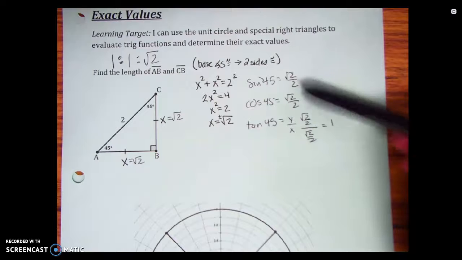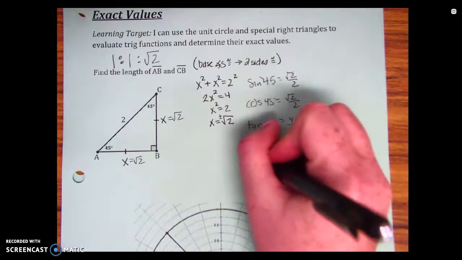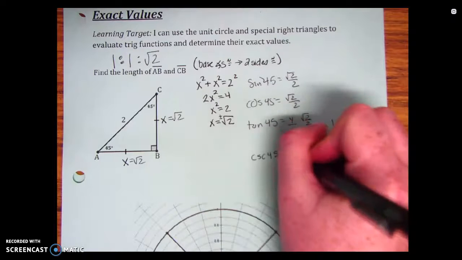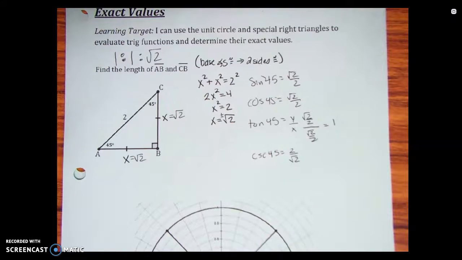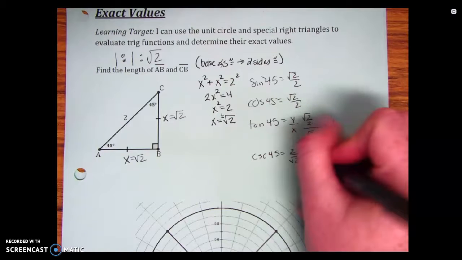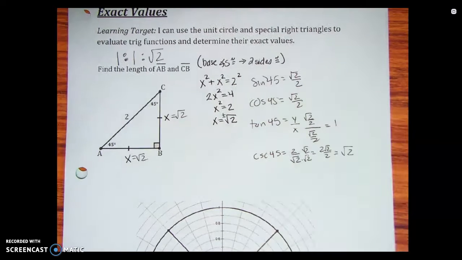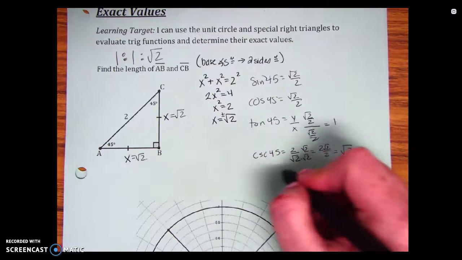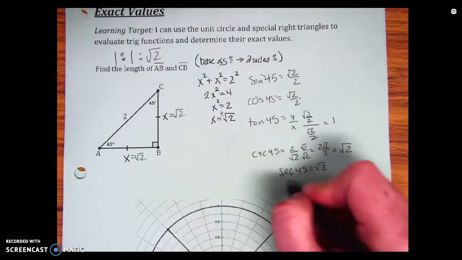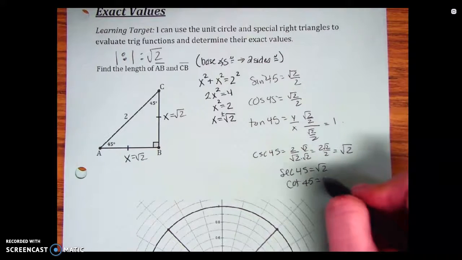Now, if I want to find the reciprocal functions of them, I flip my sine, cosine, and tangent. Today you will rationalize to simplify these, so I'd multiply by the square root of 2. I get 2 square roots of 2 over 2, which would just equal the square root of 2. And secant of 45 would be the same thing, because sine and cosine are equal. And cotangent of 45, well, if I flip 1, it's just 1.